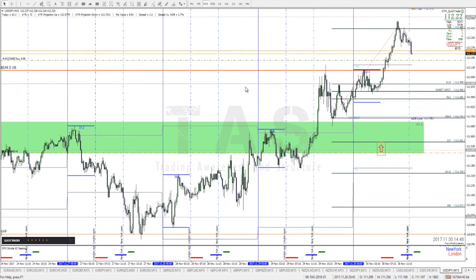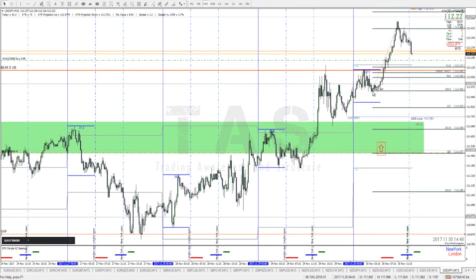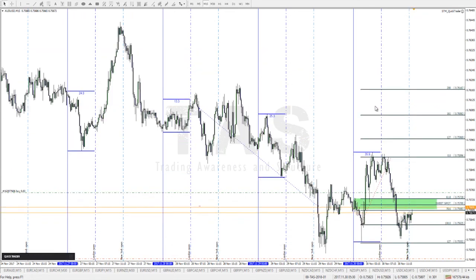So let's go quickly through. We already have a buy here, so if we were to put there, wouldn't. So we won't trade this one. We already have a buy here.